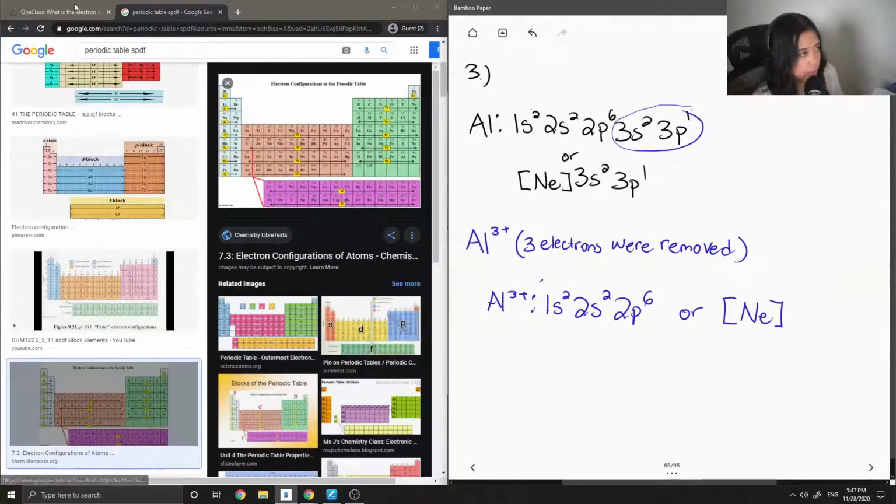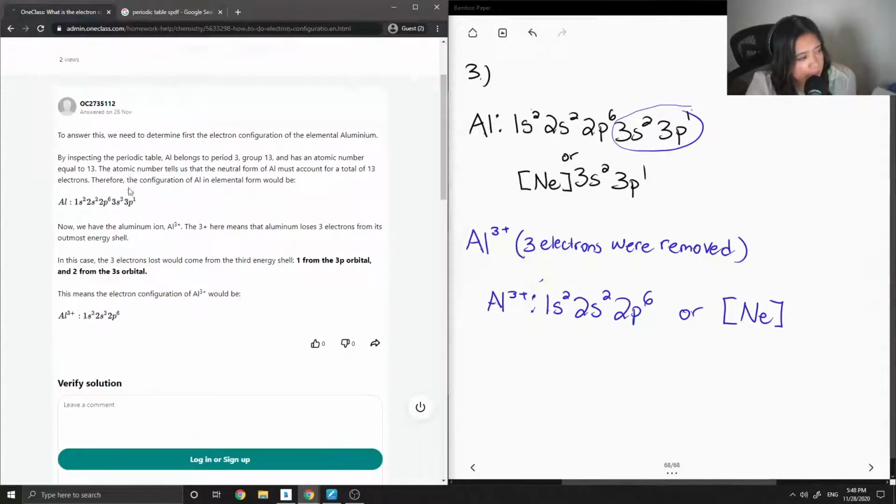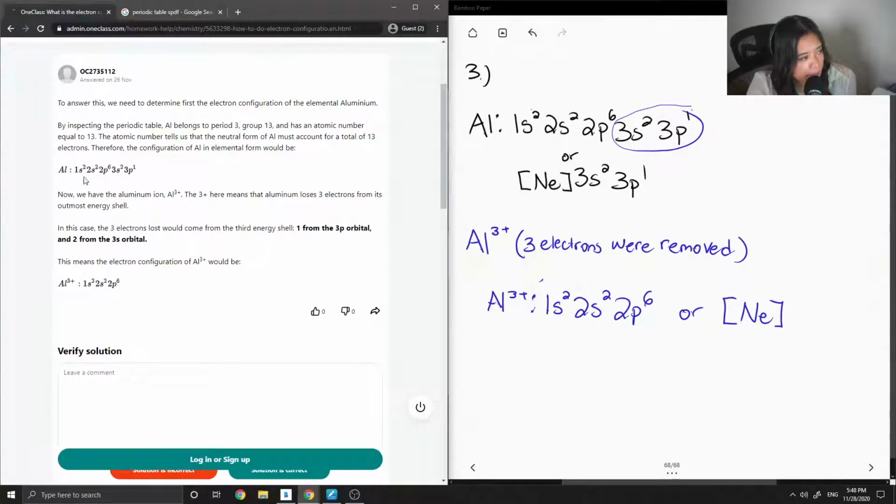Okay, so let's see what the junior tutor said. To answer this, we need to determine first the electron configuration of the elemental aluminum. By inspecting the periodic table, aluminum belongs to period 3, group 13, and has an atomic number equal to 13. The atomic number tells us that the neutral form of aluminum must account for a total of 13 electrons. Therefore, the configuration of aluminum in elemental form would be 1s2, 2s2, 2p6, 3s2, 3p1.